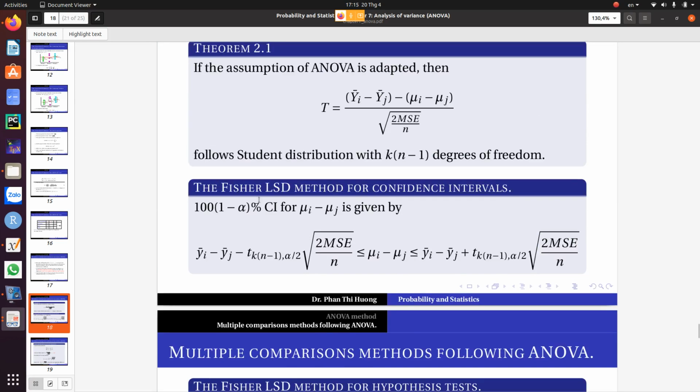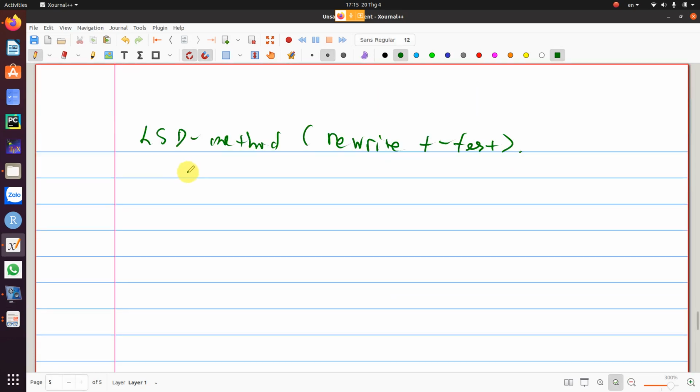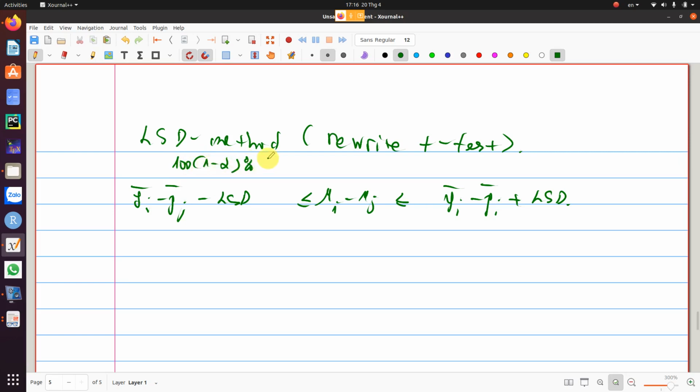Okay. And of course, we also get the confidence interval for mu i minus mu j. Very easy. Because the confidence interval for any parameter is always written as the estimator plus or minus the critical value multiplied by the standard deviation. So all of this term will be LSD. So on the way we construct the hypothesis test using LSD, we are also able to write mu i minus mu j between y_i bar minus y_j bar minus LSD and y_i bar minus y_j bar plus LSD. Very convenient. We just need to calculate LSD. So easily we can find the 100(1 minus alpha) percent confidence interval.